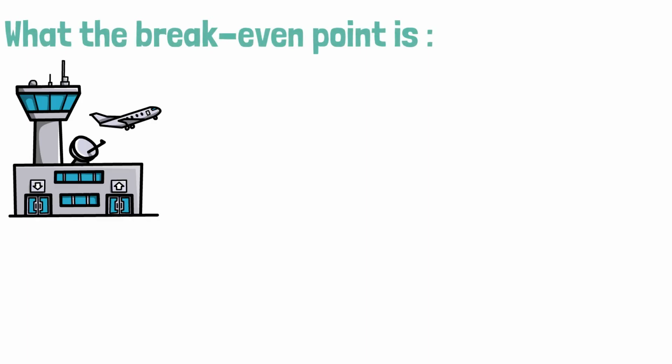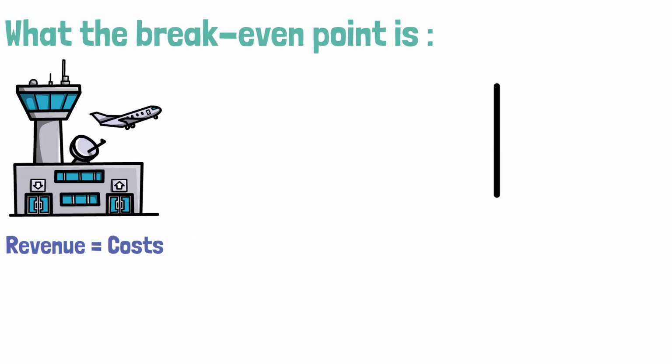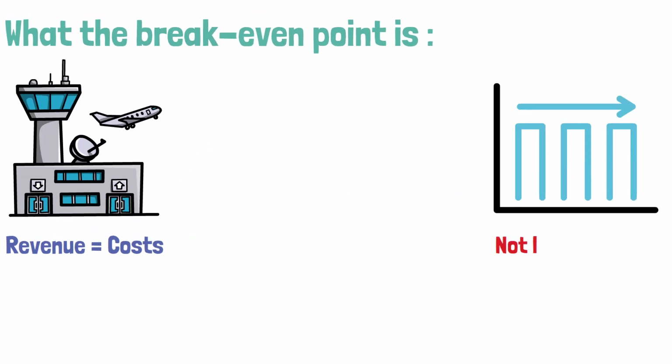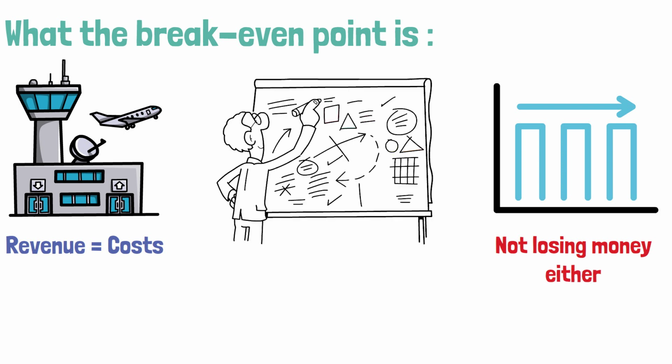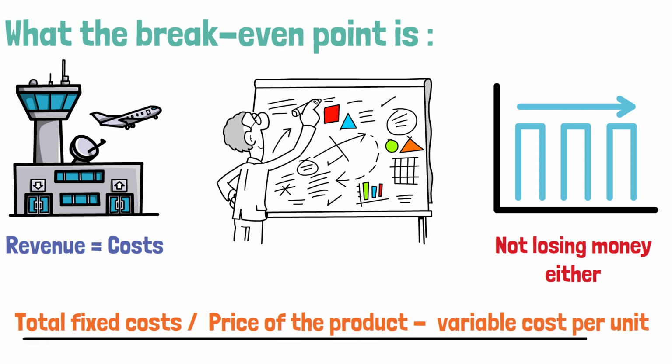It's the point at which a company's revenue equals its costs. In other words, it's the point at which the business is not making a profit, but it's not losing money either. The break-even point formula is relatively simple. It's the total fixed costs divided by the difference between the price of the product or service and the variable cost per unit. Let's take a closer look at each part of this formula.